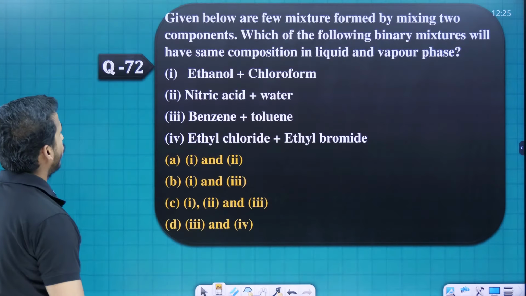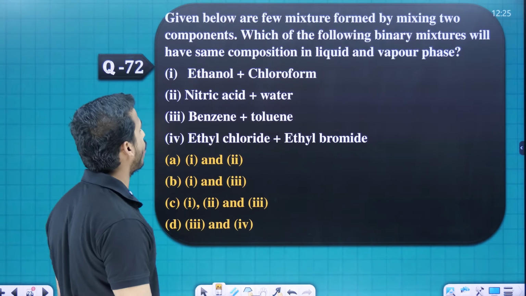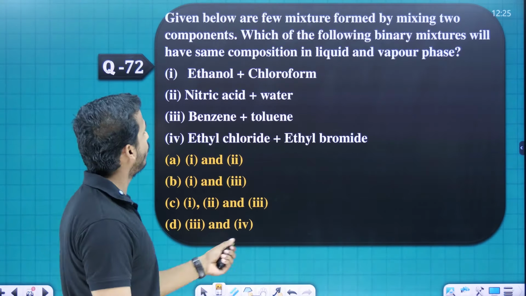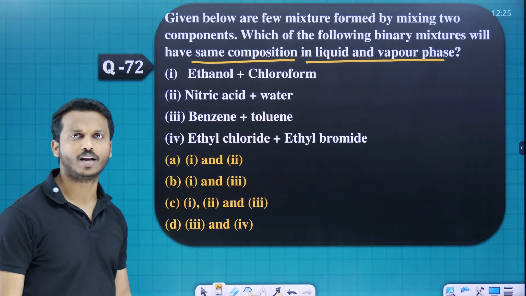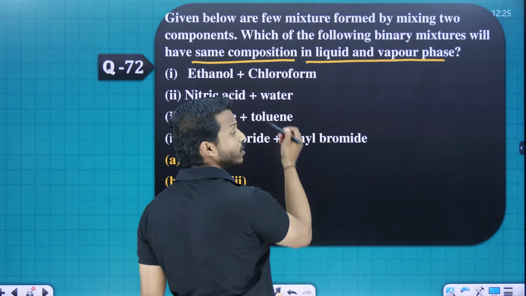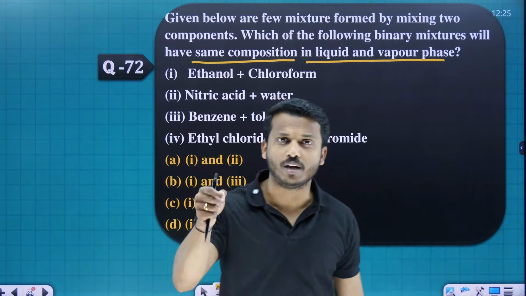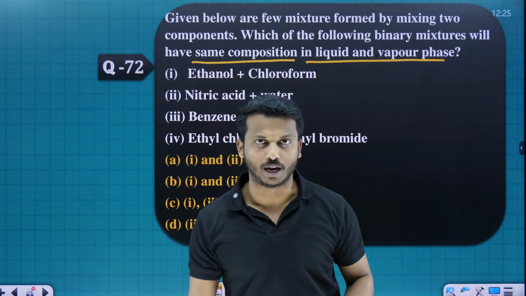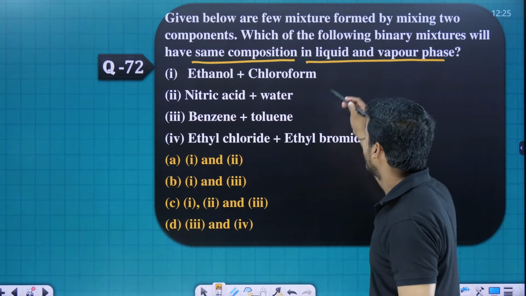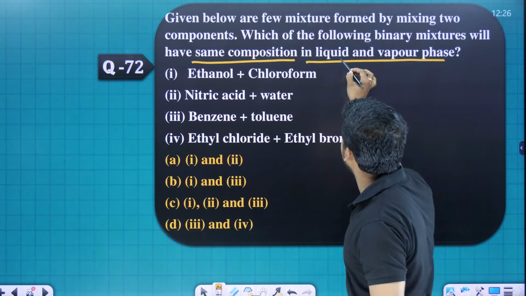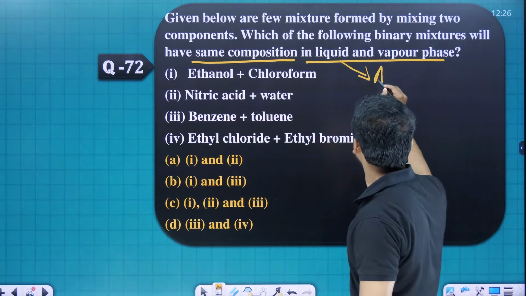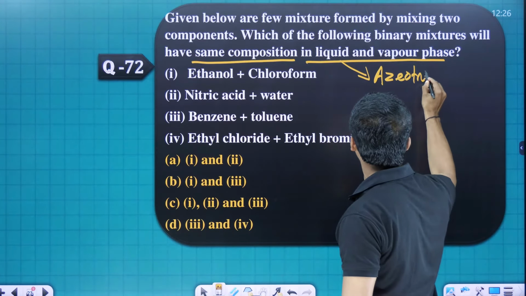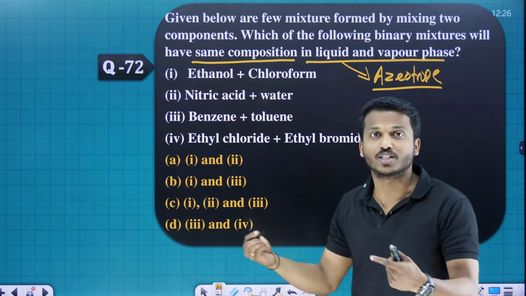72. Given below are a few mixtures formed by mixing two components. Which of the following binary mixtures will have the same composition in the liquid and vapor phase? That means azeotrope. What is meant by azeotrope? They are binary mixtures having the same composition and boiling at a constant temperature without changing. So the same composition in liquid and vapor phase means they are azeotropes. So which of them can form azeotrope?